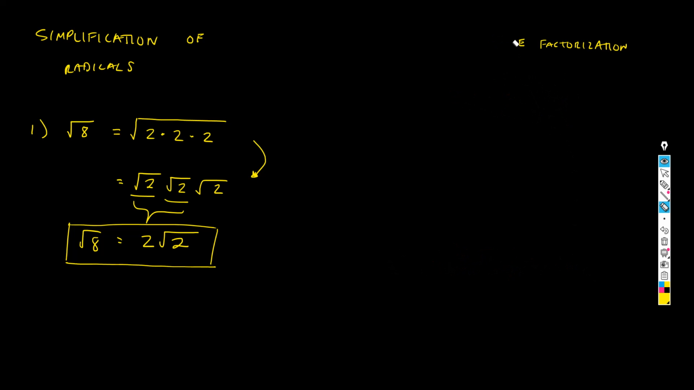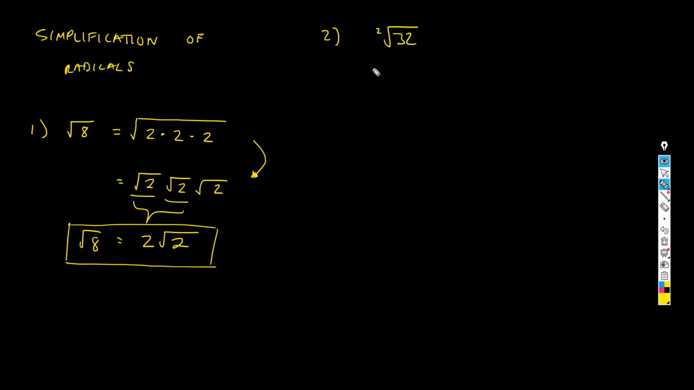Next example. Example number 2. What about the square root of 32? I'm going to use the index now. I could ignore it, but I'm going to use it. Okay, let's simplify this number.